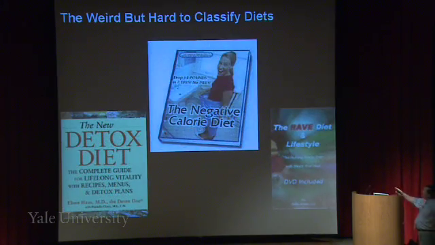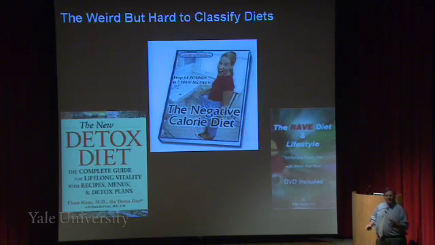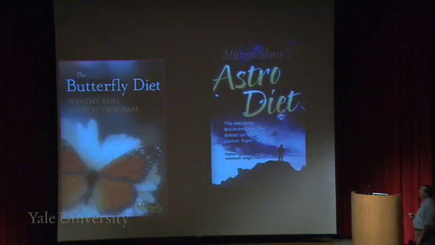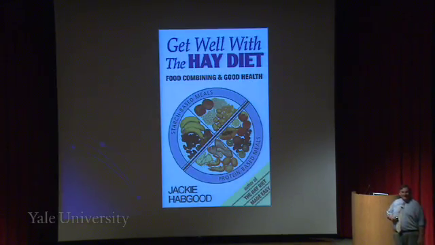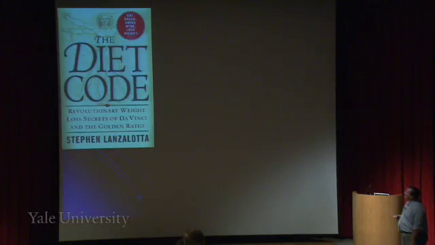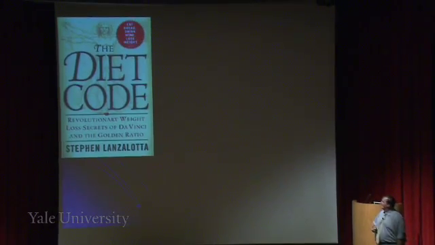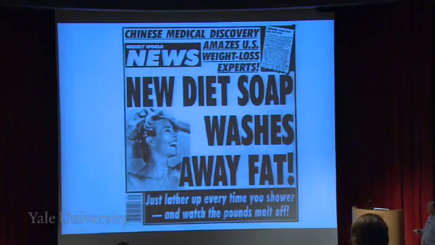Detox diet. The rave diet, so if you're into raves, you can go do that. And the negative calorie diet. So the negative calorie diet are ones where you eat food that has negative calories. So you consume it, but it burns off more calories than it actually has. Not possible, but you can write a book about it. There's the butterfly diet, the astro diet, the get well with hay diet. So if you're like this, you can do well with that. There's the diet code. This is the weight loss secrets of Leonardo da Vinci. And you probably didn't know this, but see, that's what happens with Leonardo.